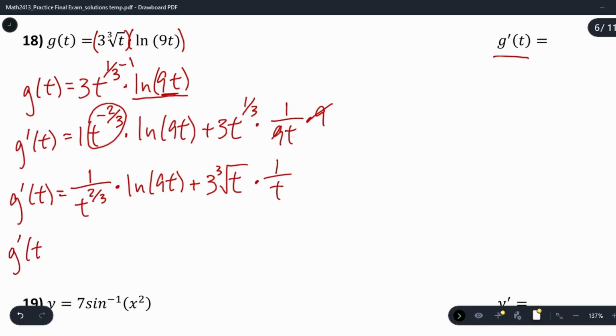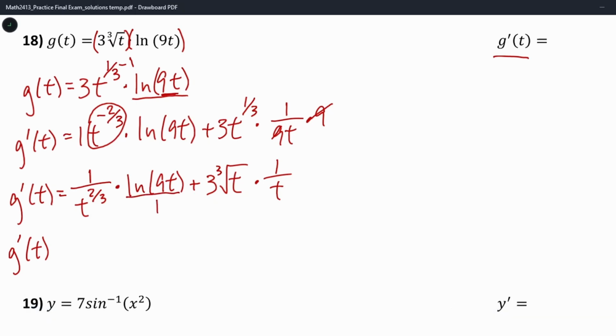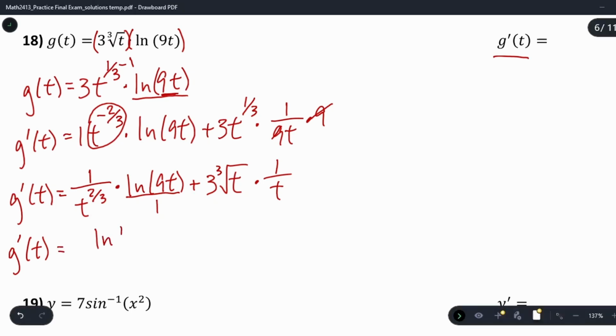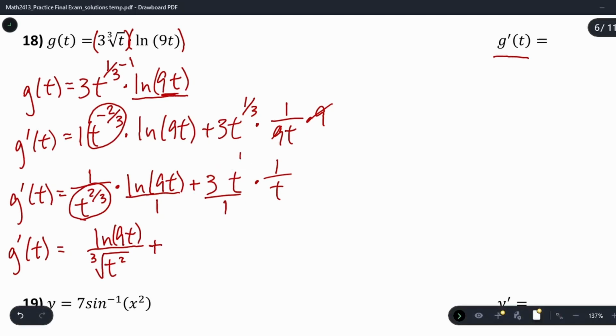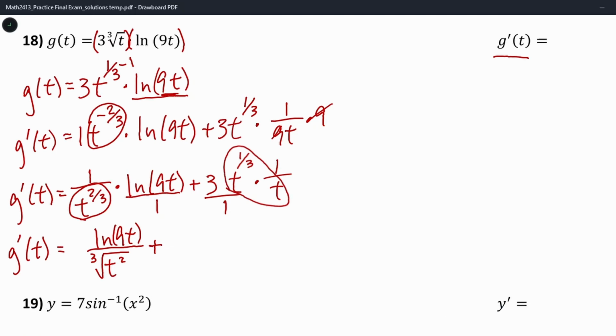So, g prime of t, if I simplify again, we can see that this natural log of 9t, I can put it over 1, and then multiply those into a single fraction, giving us natural log of 9t all over, and if I put this back into radical form, that'll be cube root of t squared, plus, notice on this second term, I think I may have prematurely put this back into radical form. If I go ahead and rewrite that as t to the 1/3, I can see that I do have t's top and bottom, and I can reduce those.